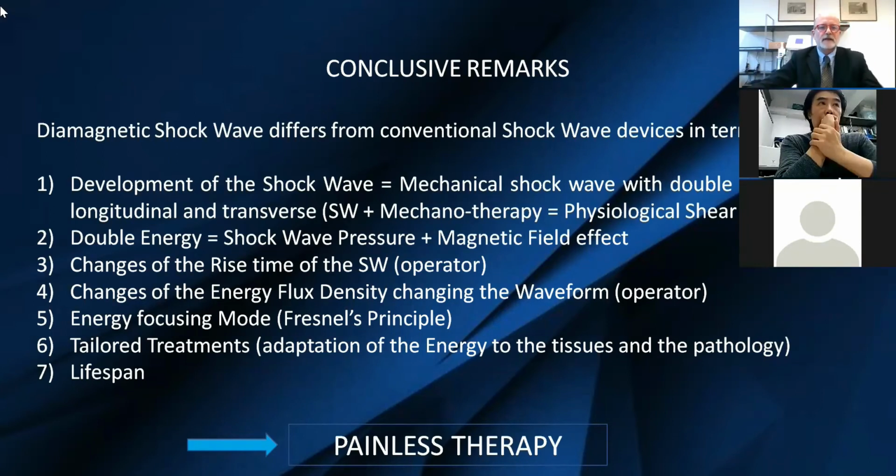So in conclusion, we can see that the development of the shock waves is a mechanical shock wave with a double longitudinal transverse impulse that produces the shock waves in the central part of the lens. But we also have the characteristic of a mechanotherapy due to the physiological shear strength of the tissue. This is a consequence of this mechanical effect on the tissue during the treatment.